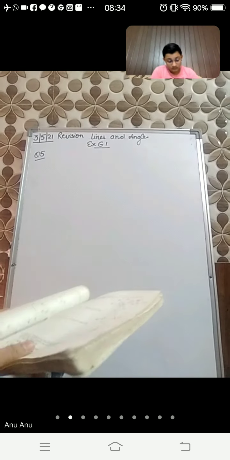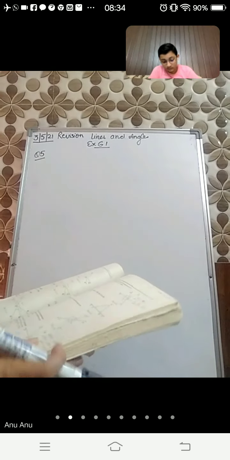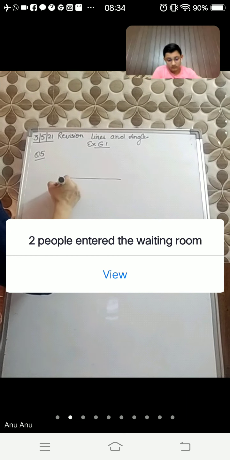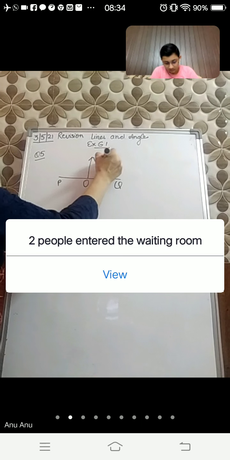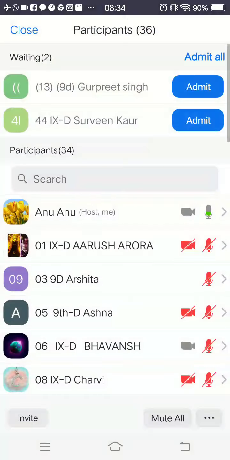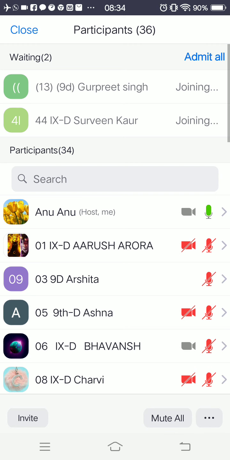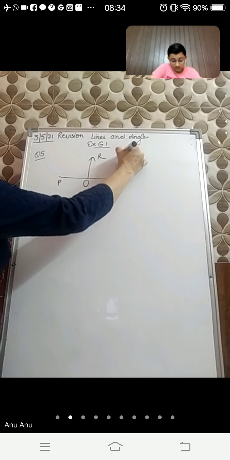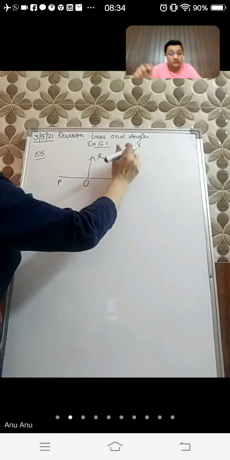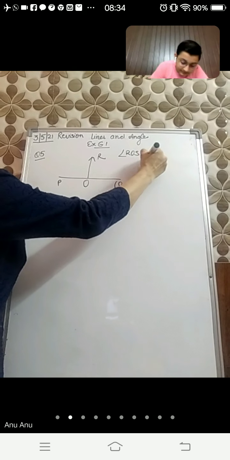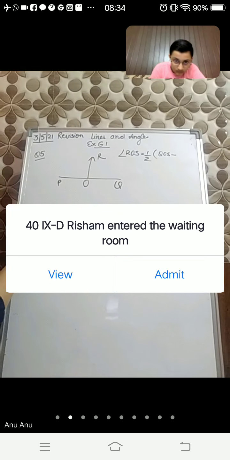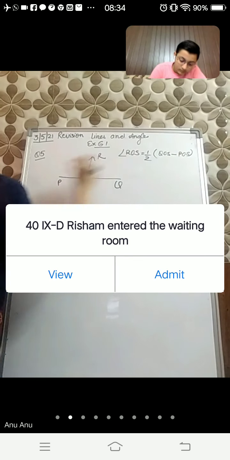Exercise 6.1. Till fourth question, you have completed the revision. So let's start with question number 5. In question number 5, you are given a line POQ, and on it a ray OR. This ray is perpendicular on the line POQ, and you have to prove that ROS is equal to half of QOS minus POS. This we want to show.